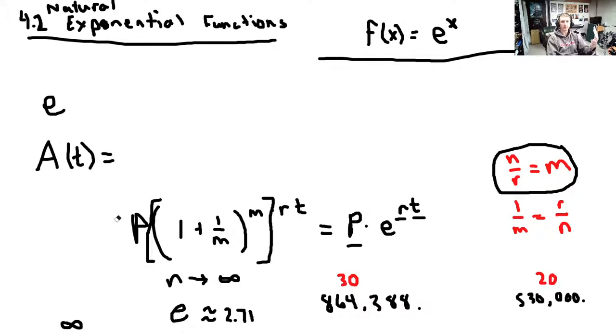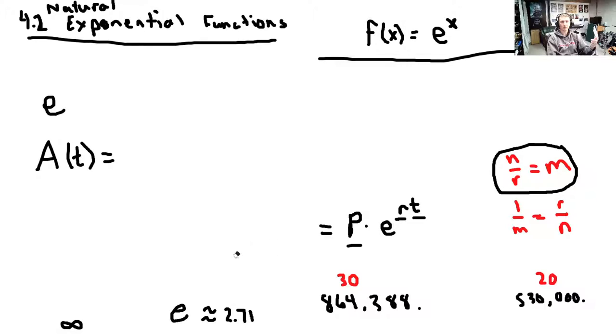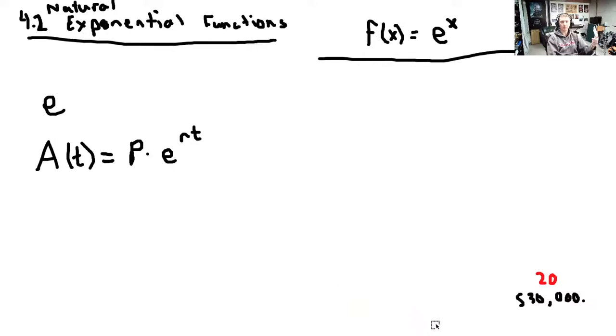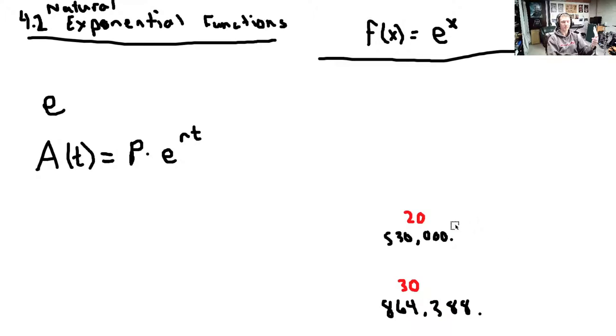And now what I want to do is compare this to what we had before. It's going to seem ridiculous, and it is. This is like an idealized investment. Let's remember, this was after 30 years of compound interest. This was after 20 years. Let's make a similar table for continuous investment at 5% on $200,000 after 20 years and after 30 years.